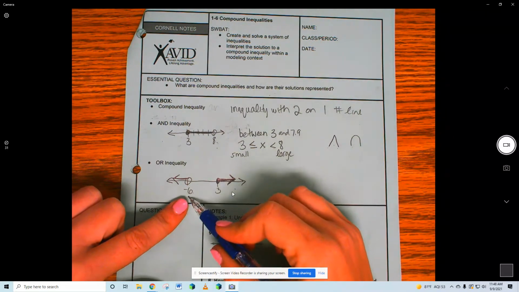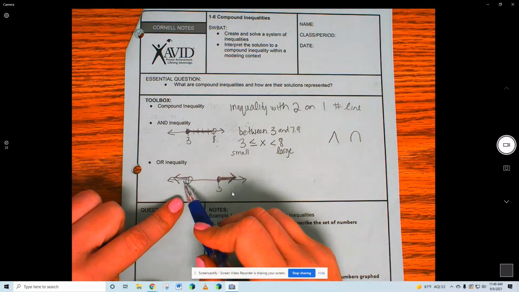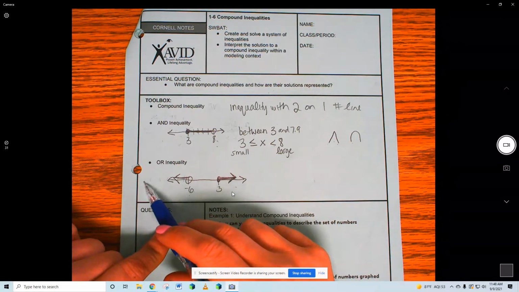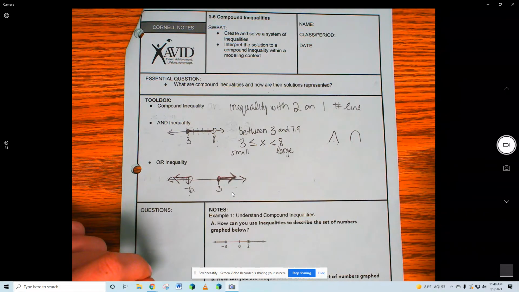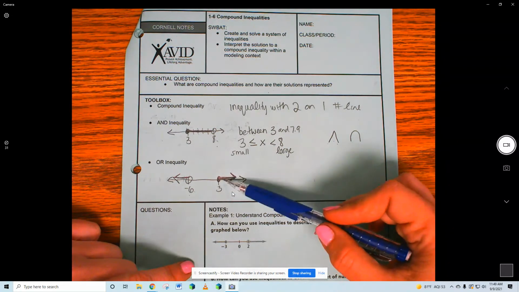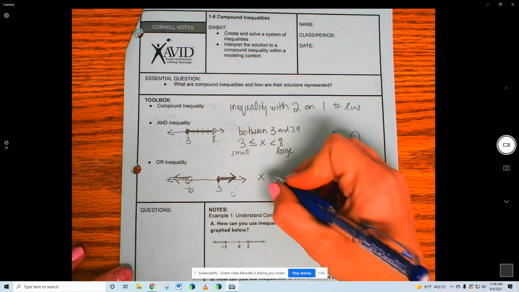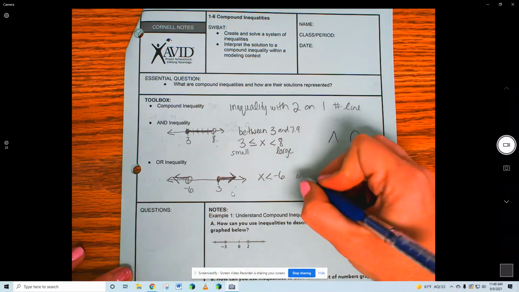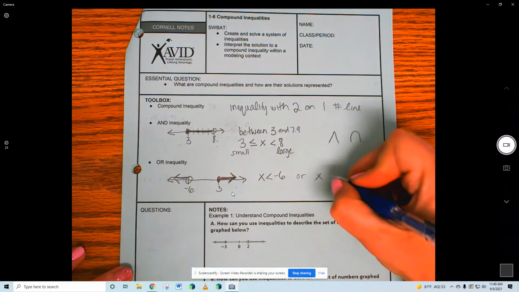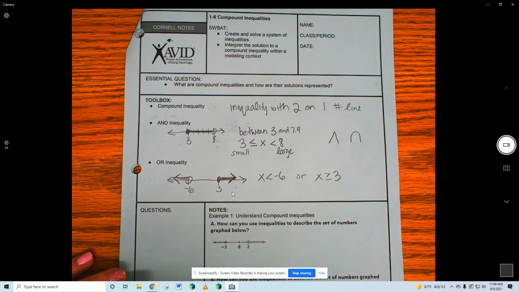The -6 in this example is not included, but like -6.5, -7, -8, -9, -10, those are part of the solution. Also, 3 is part of the solution, and 4 and 5 and 6 and 7 and 8. And so I would have to write these separately. X is less than -6, or X is greater than or equal to 3. I have to write them separately if it's an OR, because they're going in different directions.